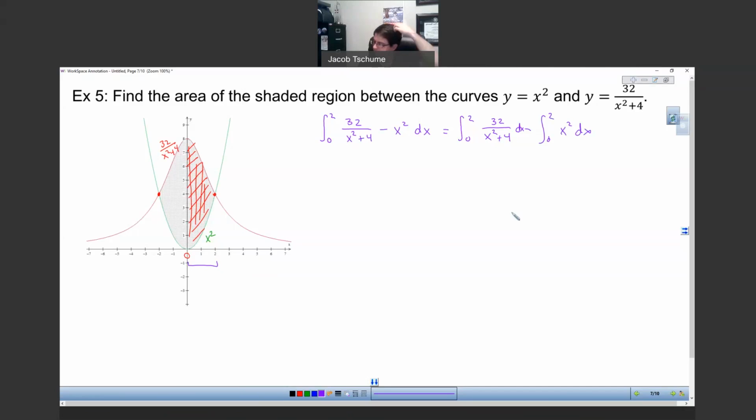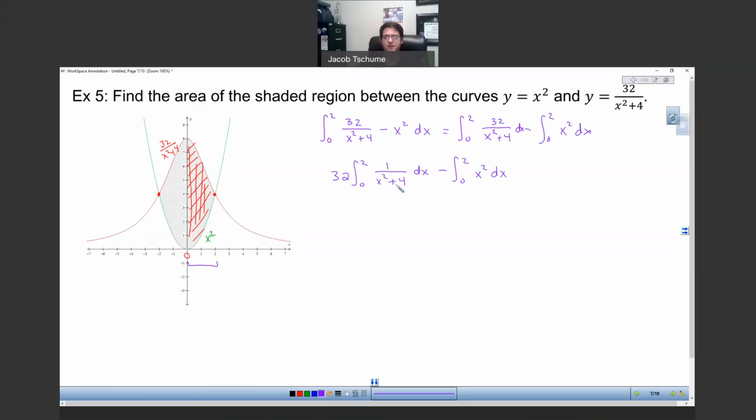All right? So the first one, what I'm going to do is factor the 32 out front to make this 32 times the integral from 0 to 2 of 1 over x squared plus 4 dx, minus the integral from 0 to 2 of x squared dx.